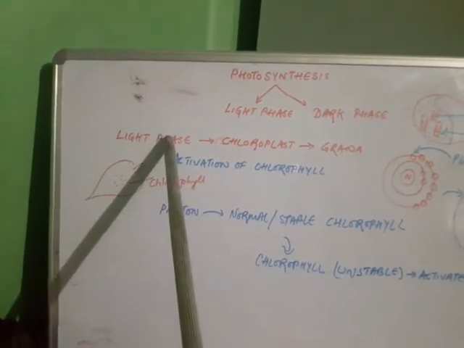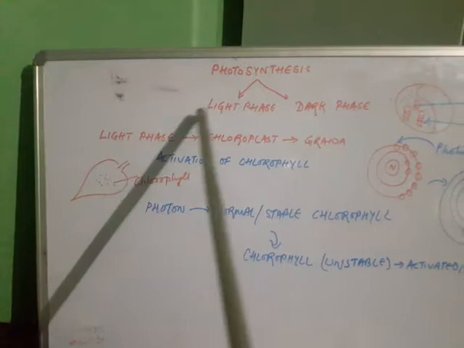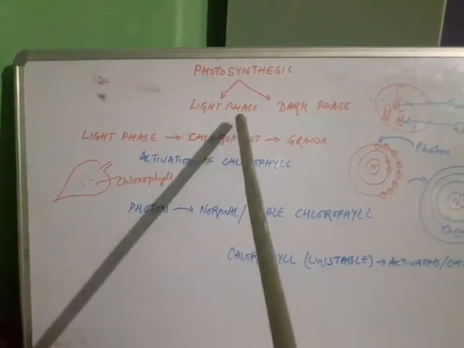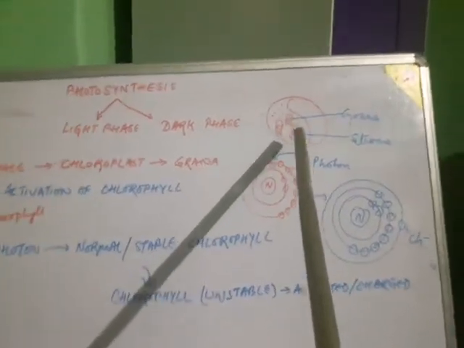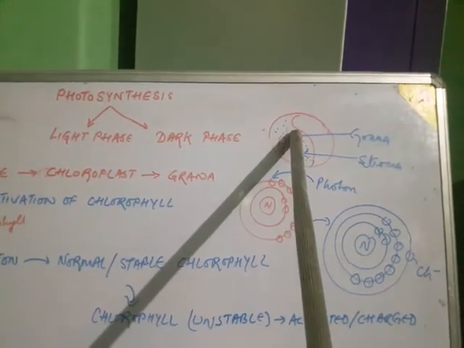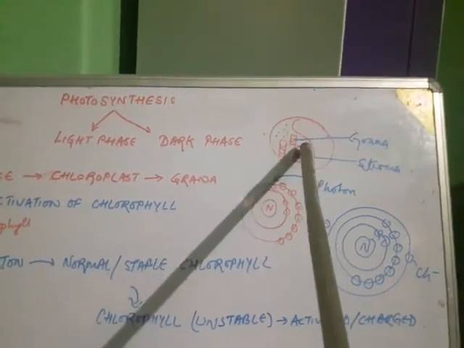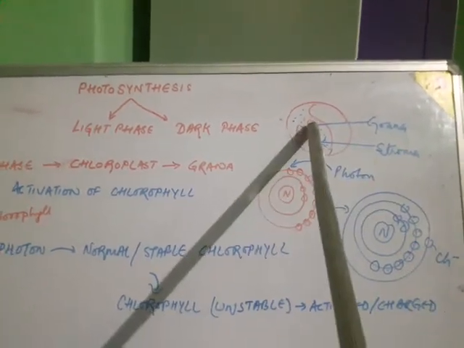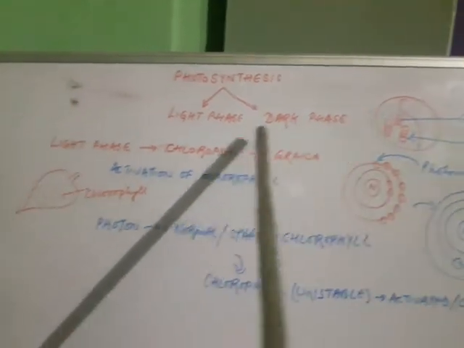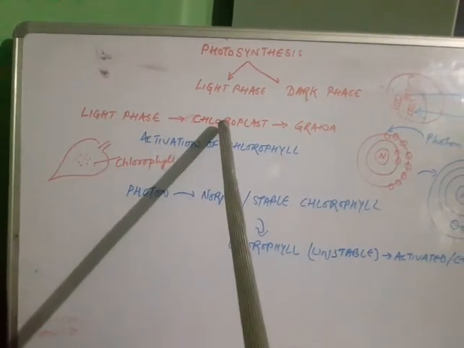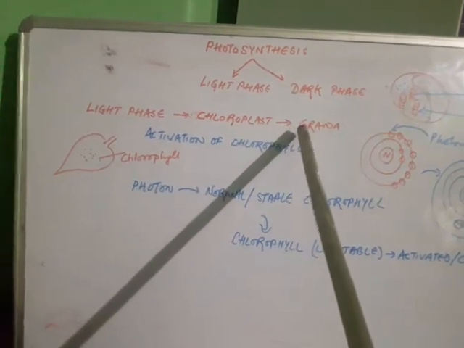So this light phase of photosynthesis takes place in which part of the cell, which organelle of the cell? Chloroplast. Now let us see the structure of the chloroplast. Here lies the grana, and this ground matrix part is known as stroma. So the light phase takes place here in the grana. The light phase of photosynthesis takes place in the chloroplast of the leaf.